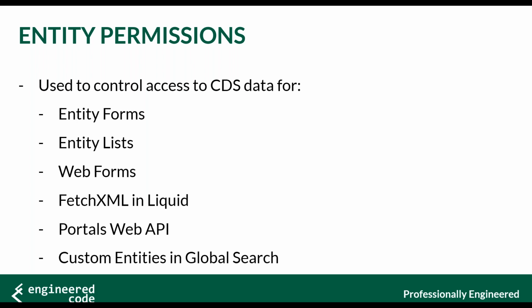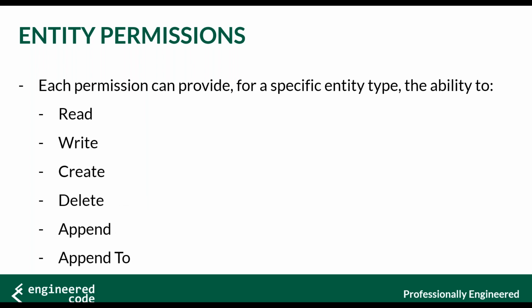So what is an entity permission? Each permission essentially provides, for a specific entity type, the ability to read, write, create, delete, append, and append to. These are similar permissions to what you'd see in the typical CDS security model. So you've got the read, the write, the create, the delete, the append, and the append to, which every time I get into that, I have to remind myself whether I need the append or the append to permission. But it's essentially similar to that.